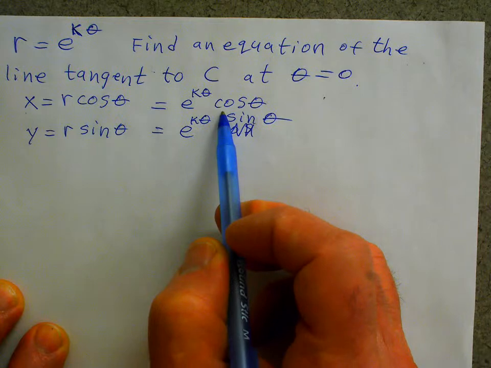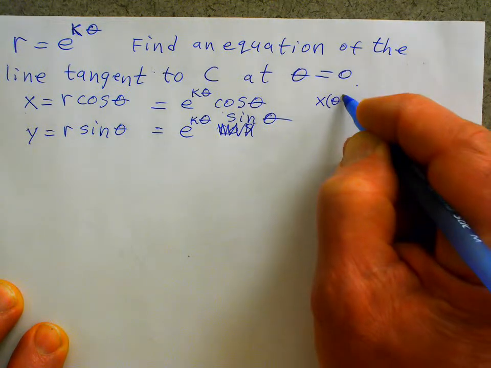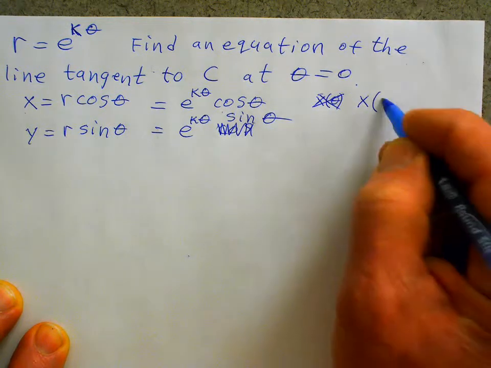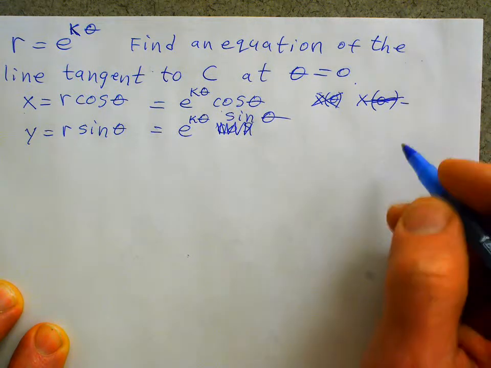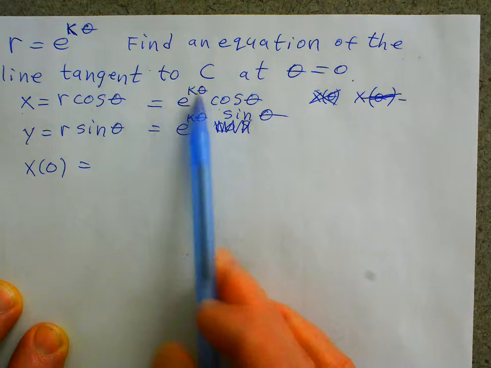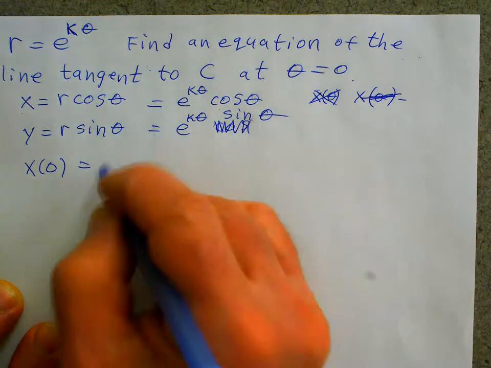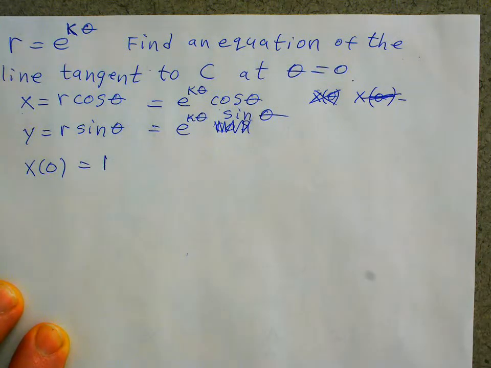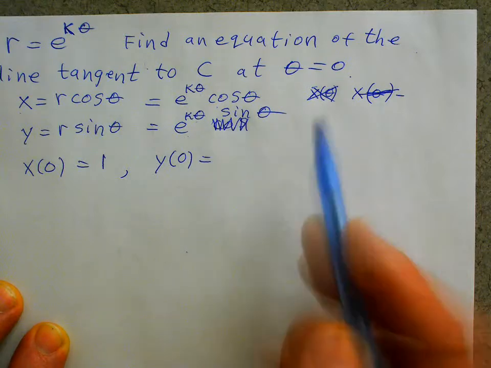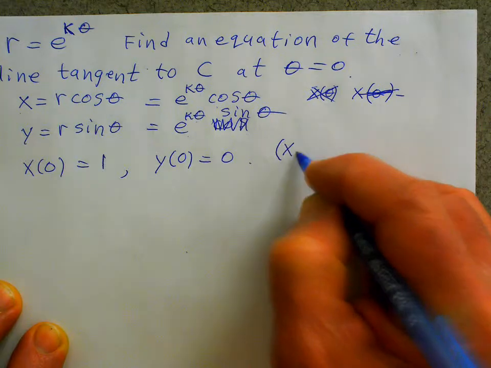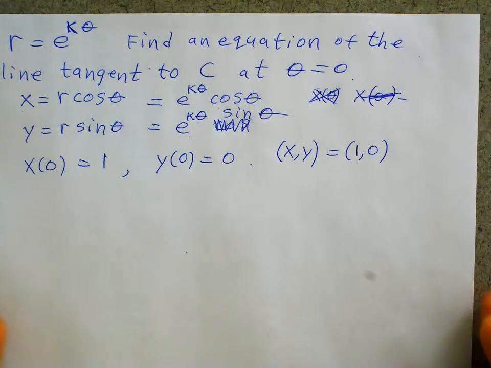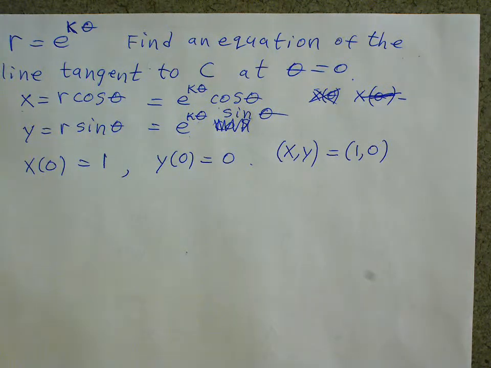So x is a function of theta, but we want to evaluate x when theta is 0. X of 0 equals, replace theta with 0. We get e to the 0, which is 1, times cosine of 0 is 1. So the x coordinate of the point is 1. And y of 0, e to the 0 is 1, sine of 0 is 0, so y of 0 is 0. And so our x and y coordinates of the point are 1, 0. Now we need to find the slope of the tangent line that passes through that point.